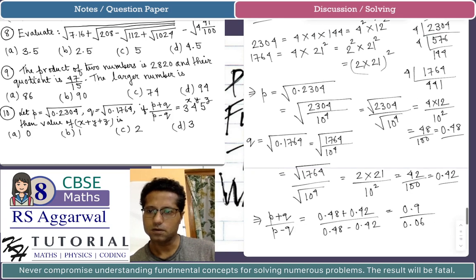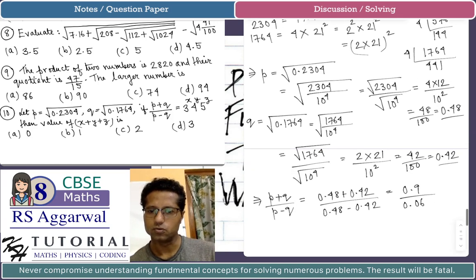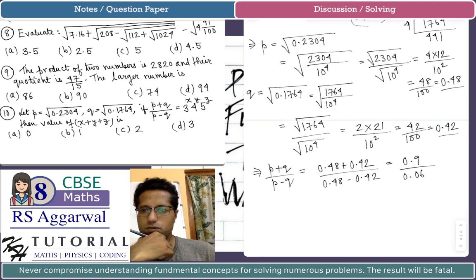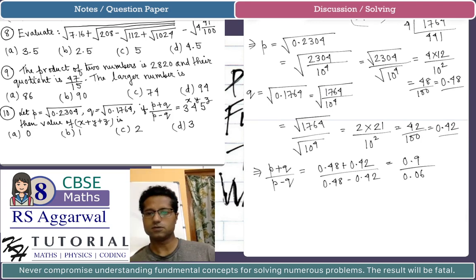P is 0.48, Q is 0.42. So P plus Q is 0.48 plus 0.42. P minus Q is 0.48 minus 0.42. So the numerator becomes 0.48 plus 0.42, which is 0.9, and the denominator becomes 0.48 minus 0.42, which is 0.06.